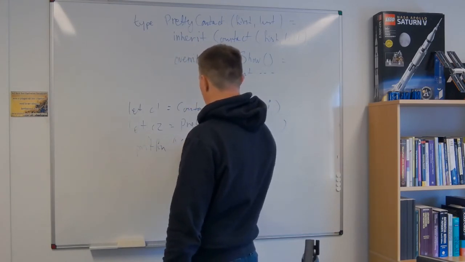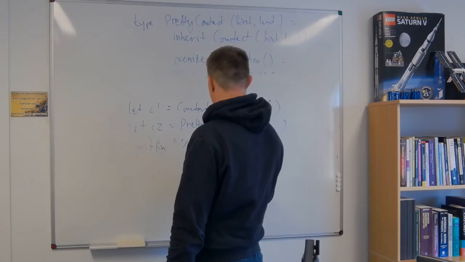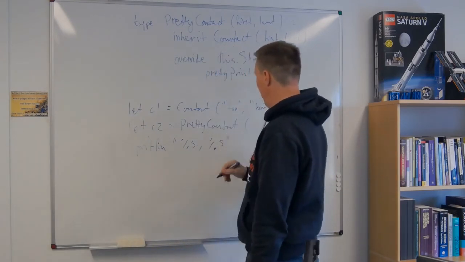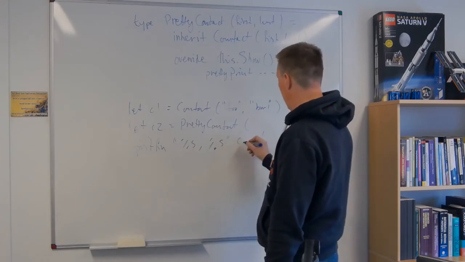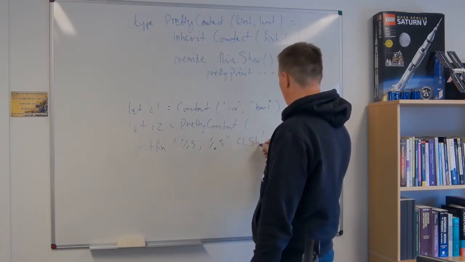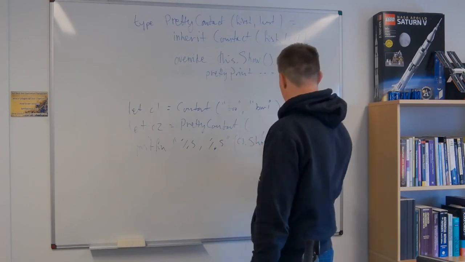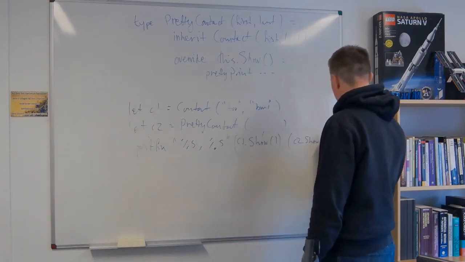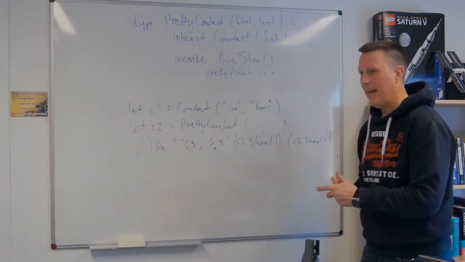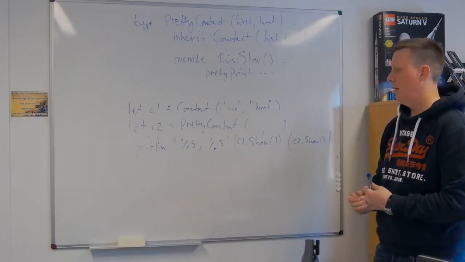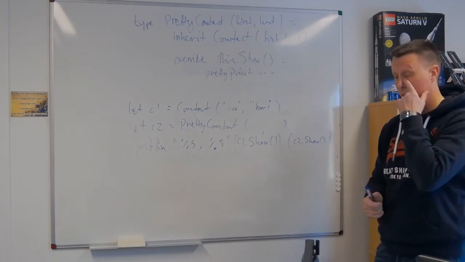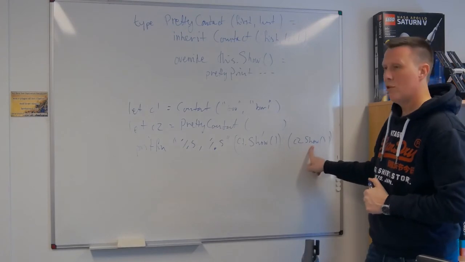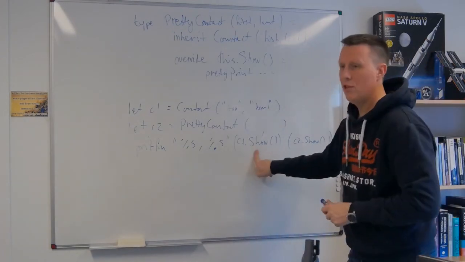Then I can say, okay, print %s, comma %s. So I'm going to print both objects, and I can say C1 dot show and C2 dot show, and they will print things differently. So this will use the pretty print, and this will just use the simple print.